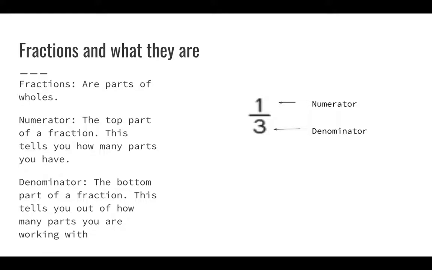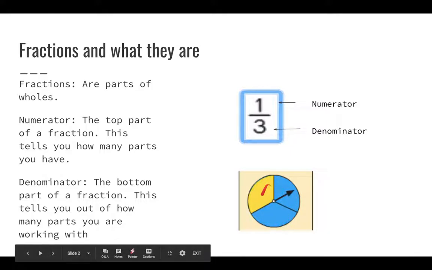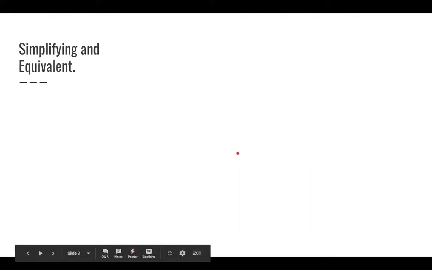So to make a whole, we need 3 parts. We only have 1/3. You can represent it by looking like this. You have 3 equal parts, and we have yellow is what we have. That's our 1 out of the 3, our 1/3.